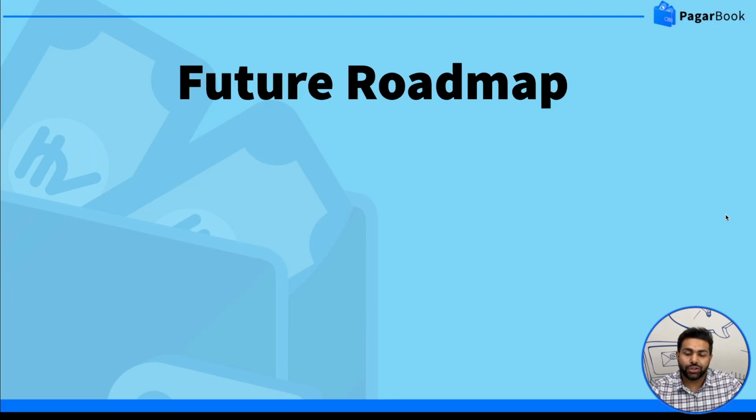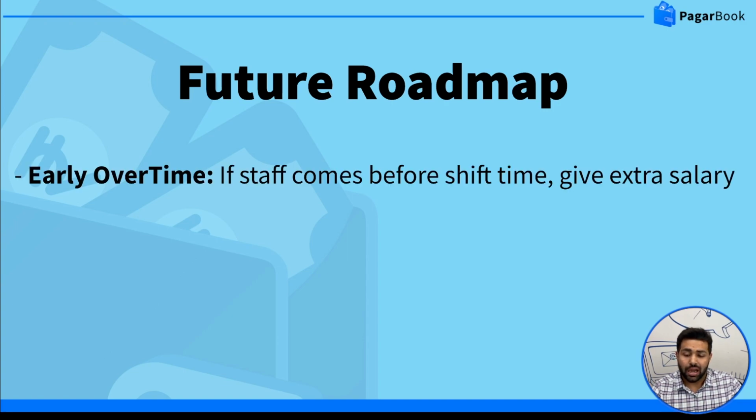Now I will take you to the future roadmap of automation. So we have an early overtime option in our roadmap. So if staff comes before shift time, then the employer would like to give extra salary. So this early OT feature is not available yet on our platform, but we are working on it and soon it will be live on our platform.